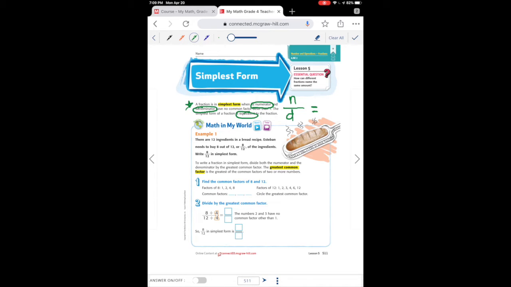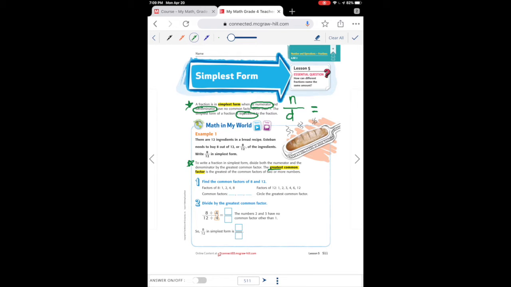Write 8/12 in its simplest form. Down here, it says, to write a fraction in simplest form, divide both the numerator and the denominator by the greatest common factor. The greatest common factor is the greatest of the common factors of 2 or more numbers.